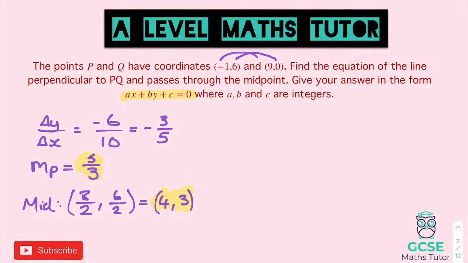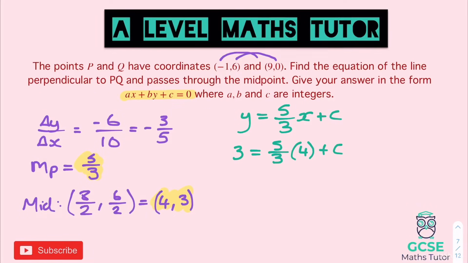So there we go, we can put that into our line equation. So we're going to have y equals 5/3, our perpendicular gradient there, x plus c. And then we're going to put in our midpoint. So our midpoint is 4, 3, so our y value there is 3. So we have 3 equals 5/3 multiplied by the x coordinate there, which is 4, and then we're going to add c. Okay, so we need to do 5/3 times 4.